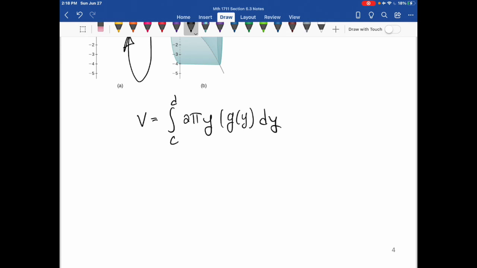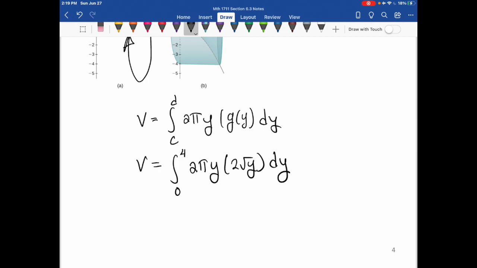My radius now, instead of being x, it's going to be y. And we're going to write it in terms of our function g of y. That's going to be the height of our cylindrical shell. So now, since our interval is on the y-axis from 0 to 4, I'm going to write 0 here, 4 here, and then I have 2 pi y, and then my function in terms of y is 2 times the square root of y, and then we have dy.